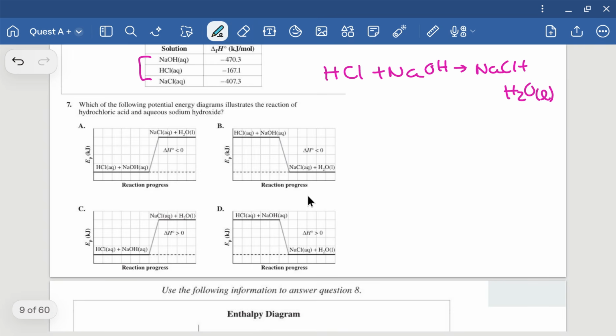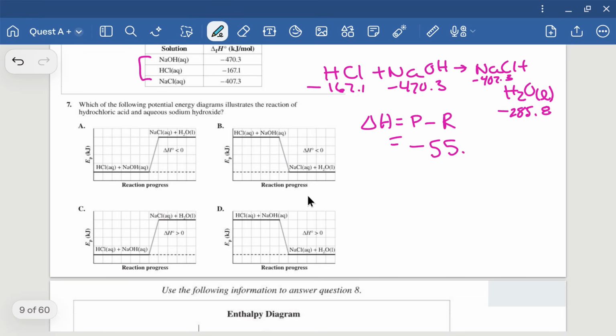We don't need any more coefficients, and we're just writing the values how you see it from this table that we have. NaOH was negative 470.3. NaCl was what was given, negative 407.3, and water, you'll get this one from your data booklet, page 45, 285.8. Now you want to do Hess's law short, where delta H of the reaction is going to equal the sum of your products minus the reactants. We do all that work, you'll see your value for this reaction is negative 55.7 kilojoules per mole.